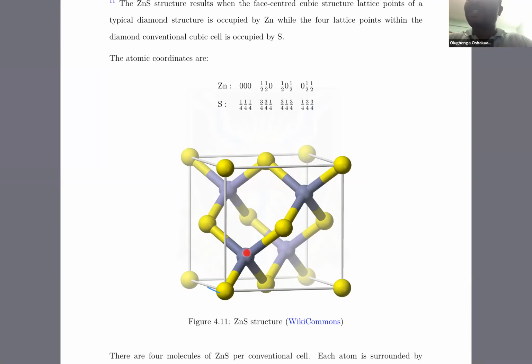It doesn't necessarily mean that the origin must be your zinc. Your origin may be your sulfur, and you take this to be your 000. And when you continue that, when you take this to be your origin and attempt to move by half, half, zero, you would find a lattice point, which coincides with another identical structure. So I think I should stop here now.